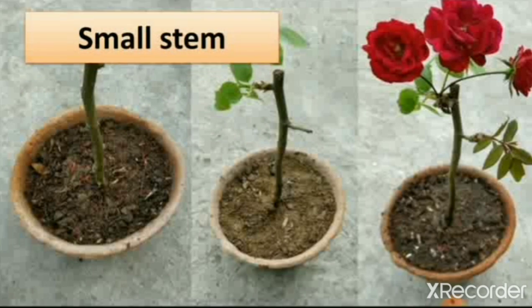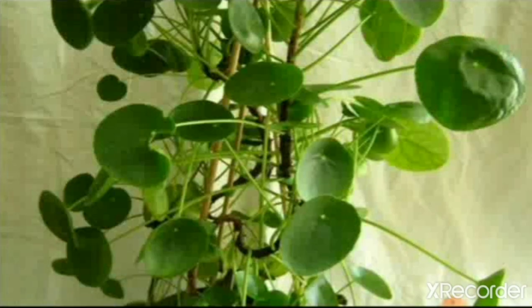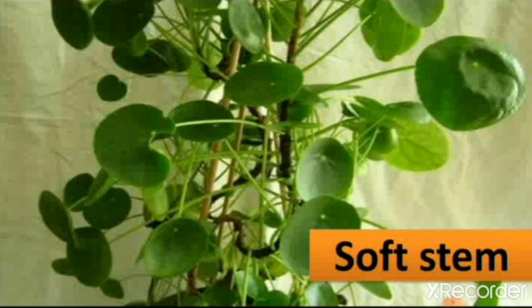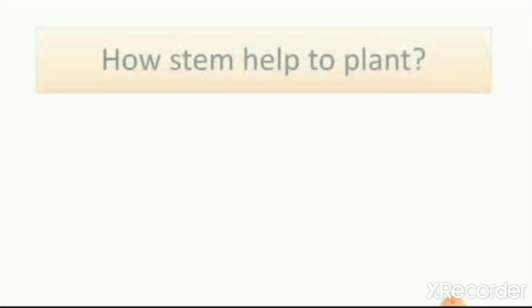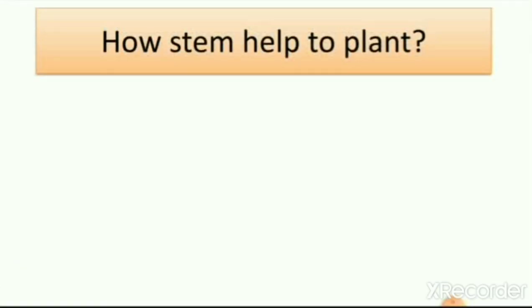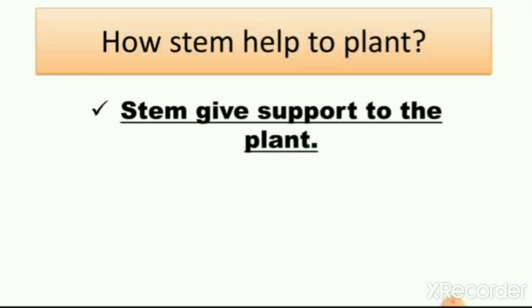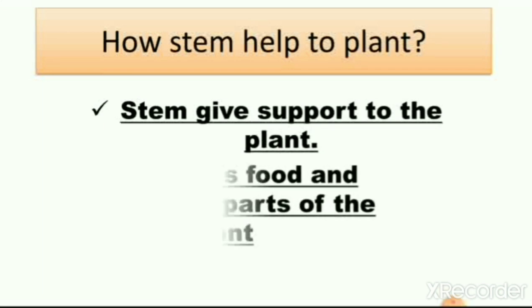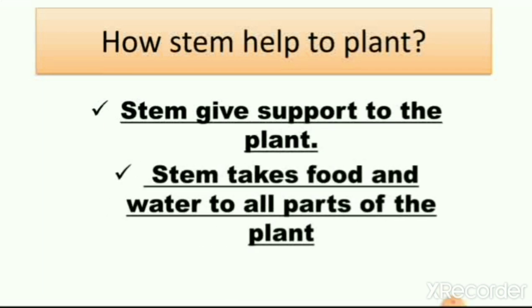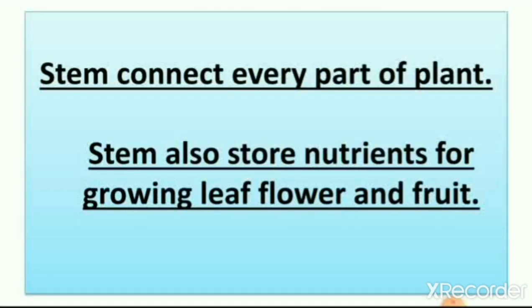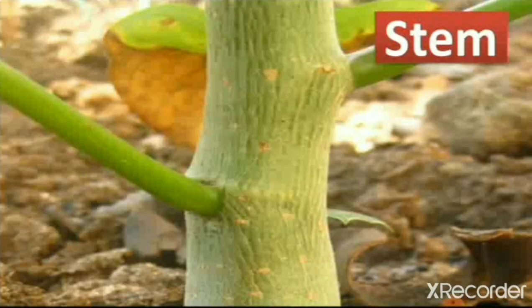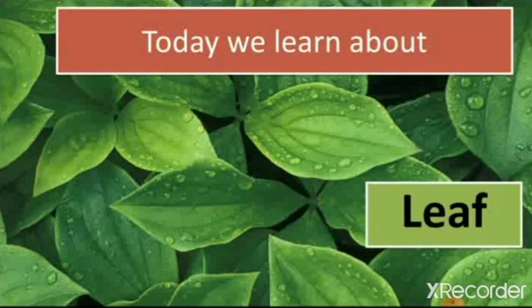You can see here plant of rose, soft stem, how stem helps a plant. Stem gives support to the plant. Stem takes food and water to all parts of the plant. Stem is connected with every part of the plant. So, today we learn about leaf.